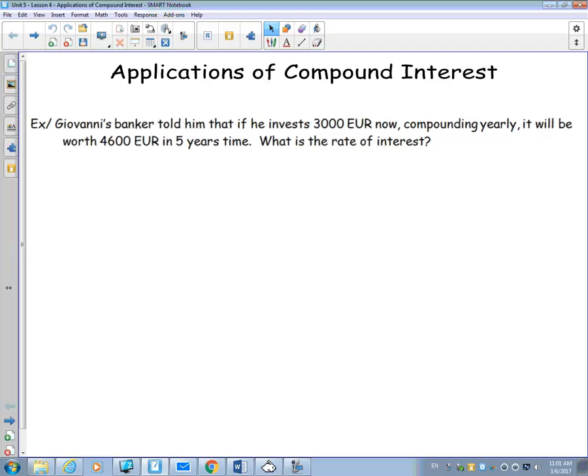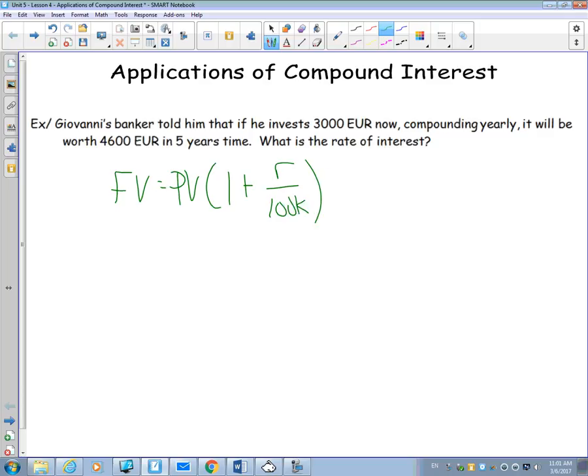We got Giovanni. His banker told him if he invests 3,000 euros now, compounding yearly, it'll be worth 4,600 euros in 5 years' time. What's the rate of interest that his banker is guaranteeing him? So we'll set up our equation again from yesterday. So future value equals present value, 1 plus R over 100K to the N K, or Kn.